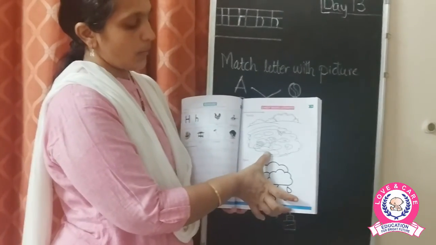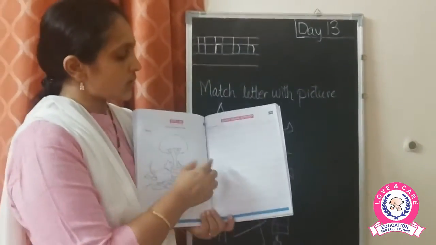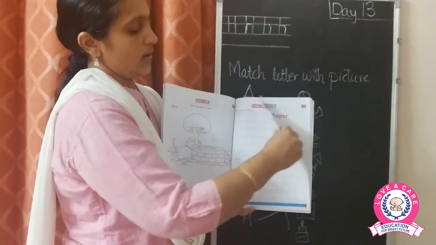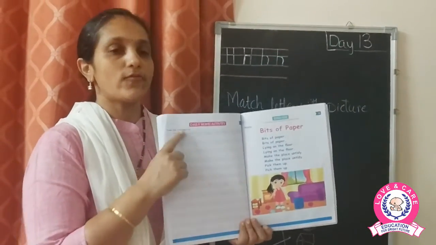Okay, children. Now when we come back to the book, you have 3 pictures of coloring. That is, you have to color the pond, rain, and well. These are the sources of water. Then you have to write the letter H. And again when you turn the page, there is one more practice worksheet page of H.